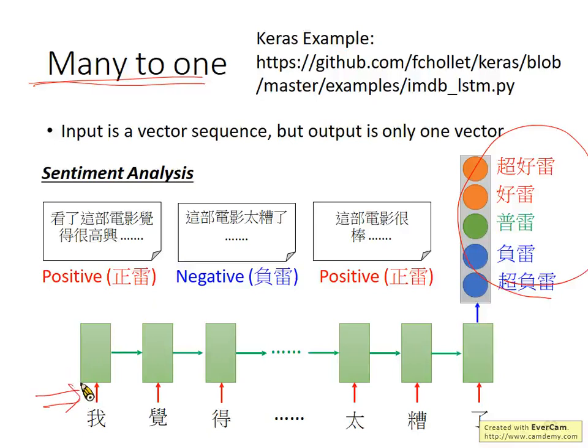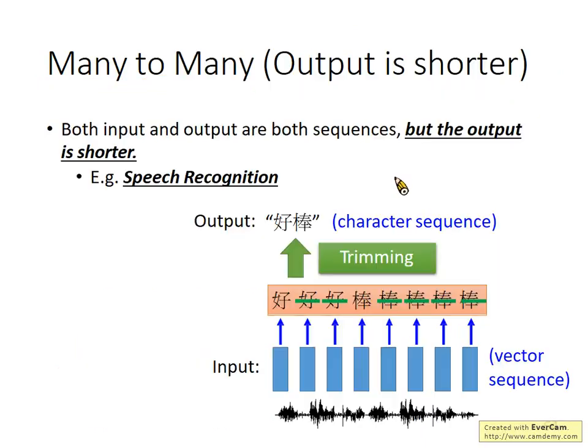The input is a sequence of words, and the length may be varied. The output is just a real value, and this real value indicates how interesting or how funny or how important the movie is. So we can do many-to-one mapping. We can also do many-to-many mapping.